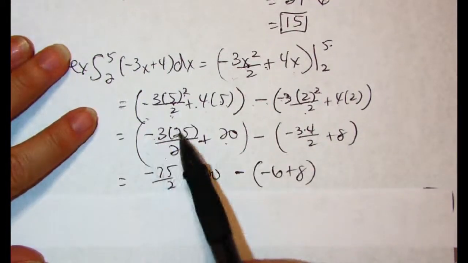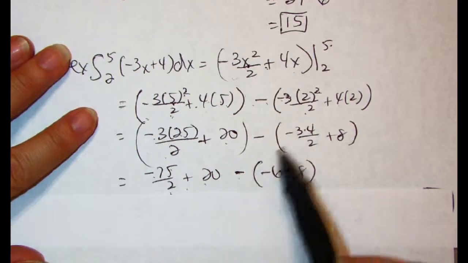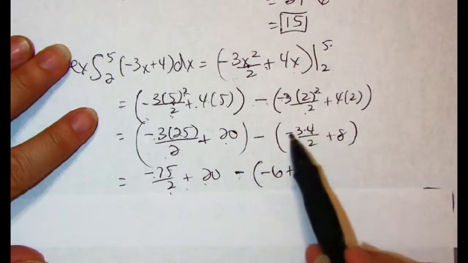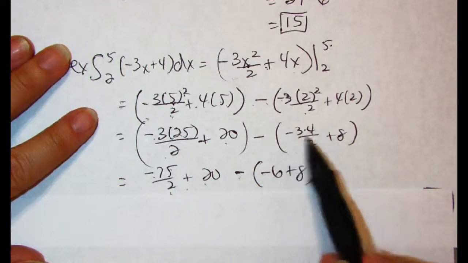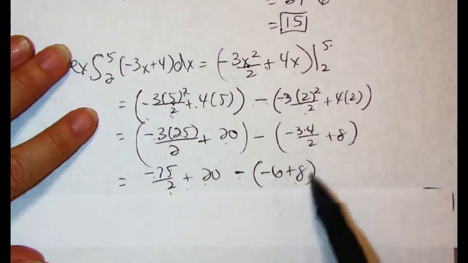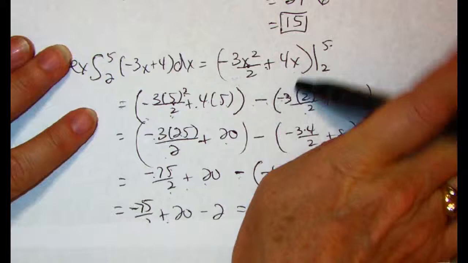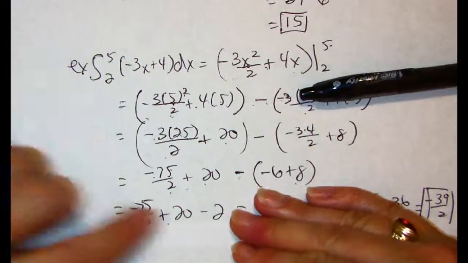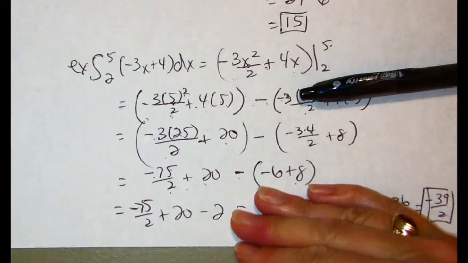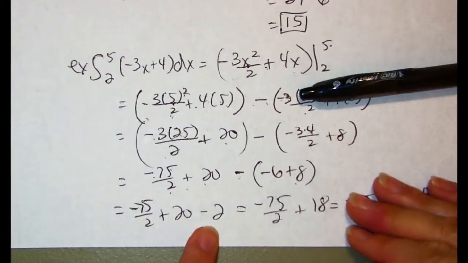So negative 3 times 25 is negative 75, still over 2, plus 20, minus, and I better definitely keep this second one in parentheses because of the minus sign. So that's negative 3 times 4, that's negative 12 divided by 2. That's how I got my negative 6, carry down my plus 8. Now 8 and a negative 6 happens to be a positive 2. So I'm going to write that minus positive 2. Now I'm going to add my 20 and negative 2, which is positive 18.